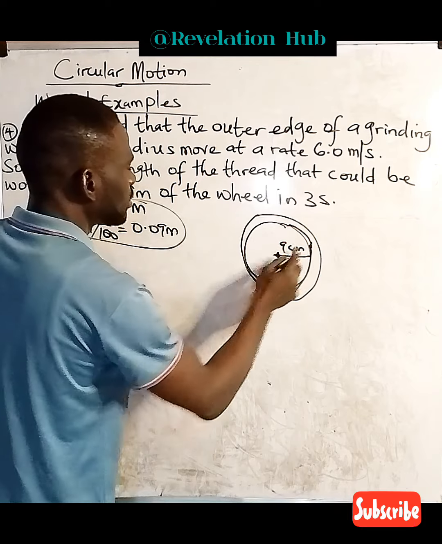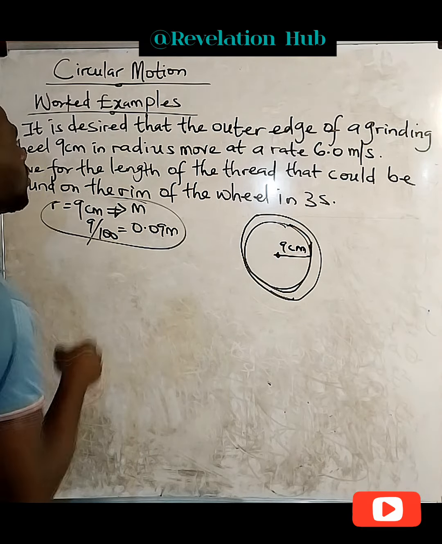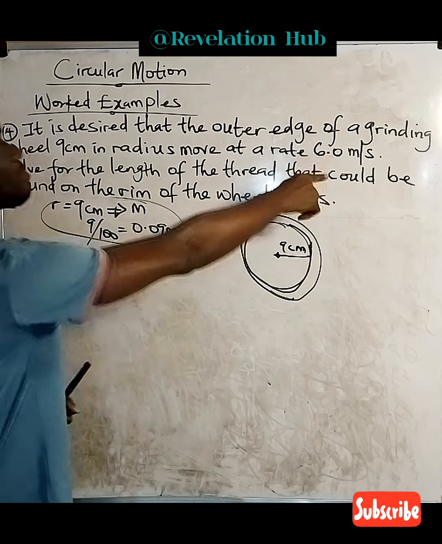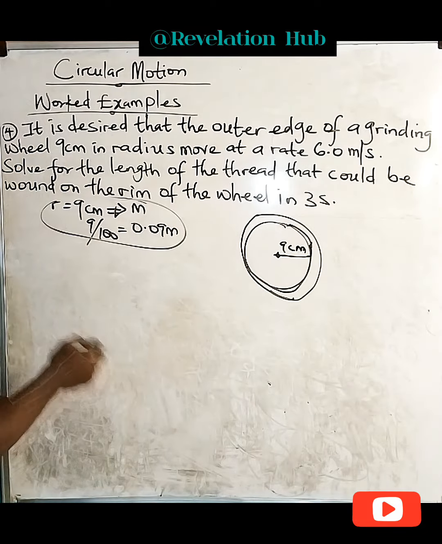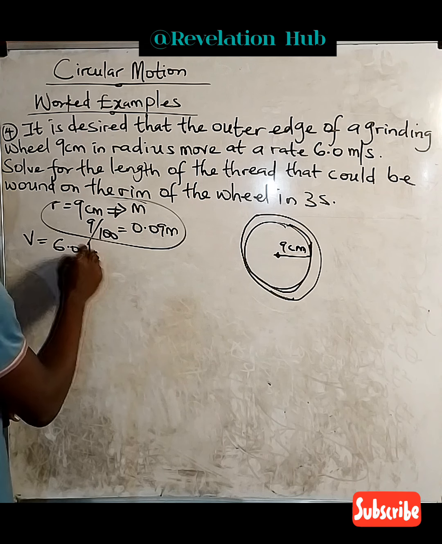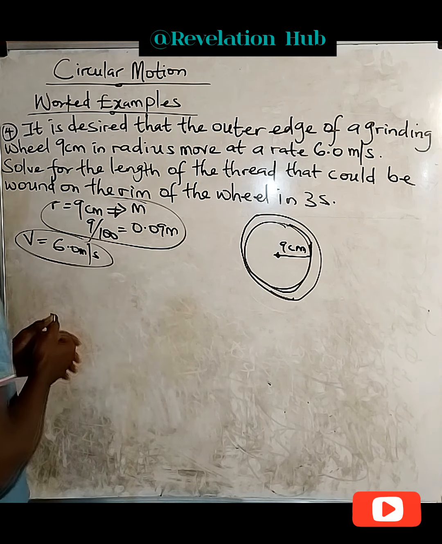Now, what are the other quantities given to us? It moves at a rate of 6 meters per second. 6 meters per second is the linear or tangential velocity or speed. So let's take that out also. We have the 6.0 meters per second. Now we have those two parameters written out.